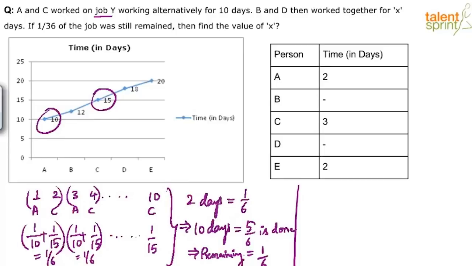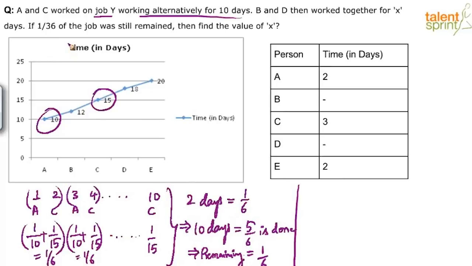Now comes the next part. So after they have worked for 10 days, B and D then work for X days. B and D work for X days. And 1/36 of the job was still remaining. Then find the value of X. So basically, 5/6 is done, 1/6 is remaining. Now B and D have worked together. And after working together for X days, 1/36 is still remaining.